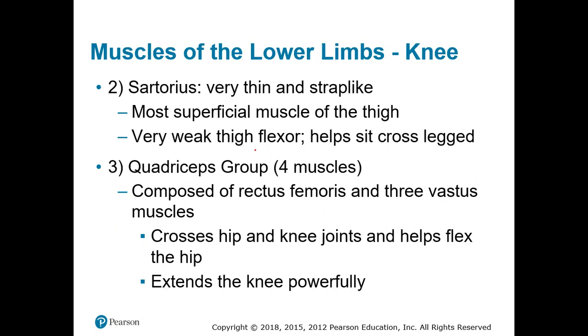The next one is your sartorius. This is a very thin and strap-like muscle. It is very superficial, but you don't normally see this muscle on somebody when they flex unless they're like a bodybuilder. It is a very long muscle, so it's very weak, and it actually helps us sit cross-legged.